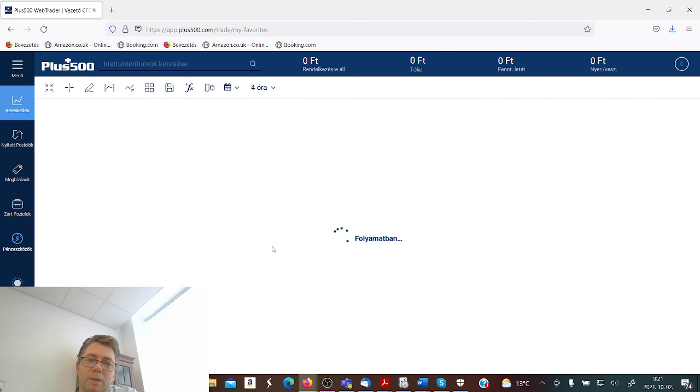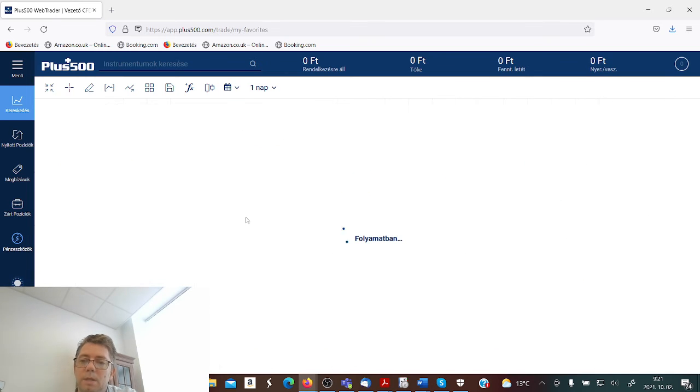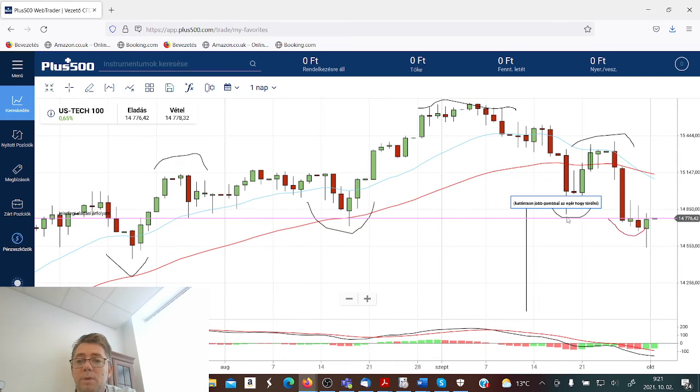Okay, the daily chart on the Nasdaq. Downtrend. Low, low. This is not a lower low, but this is a low, but we have a lower high, and now we have a lower low compared to this one and the previous low as well. So we have a lower low, and I said we might have here a little head and shoulders pattern.